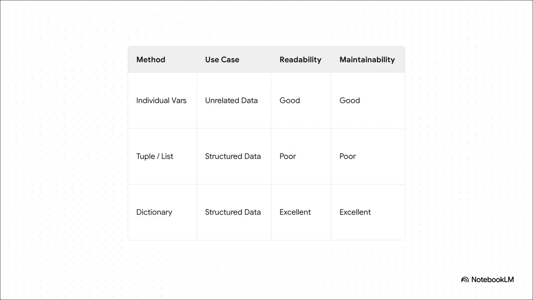So, let's just lay it all out. If you've got a couple of totally separate, unrelated variables, yeah, passing them as individual arguments is fine. But that tuple approach, for anything where the data is related, it's bad for readability, bad for maintainability, it's just bad. The clear winner, hands down, is using a dictionary. It keeps your related data together and uses those descriptive keys to make everything crystal clear.